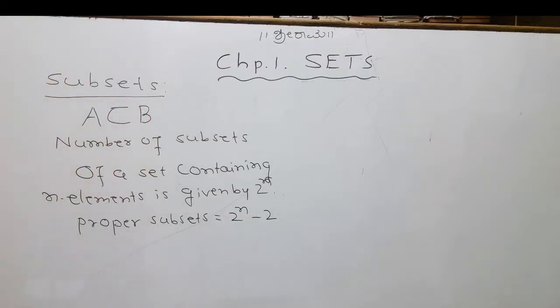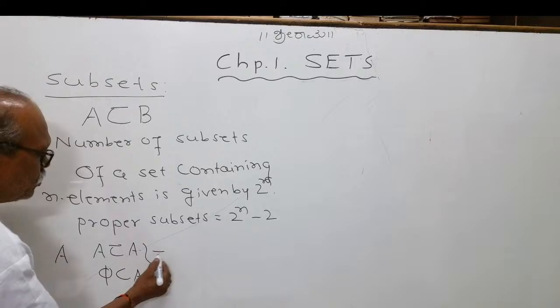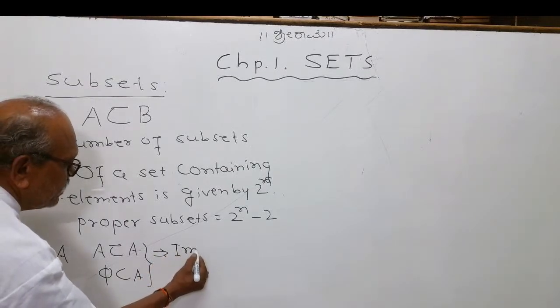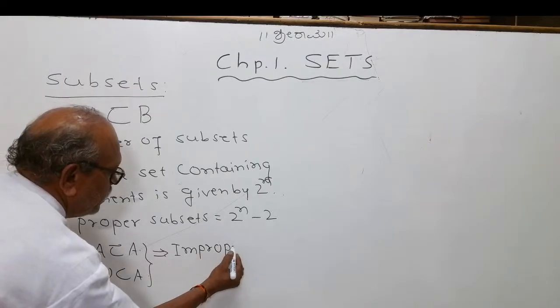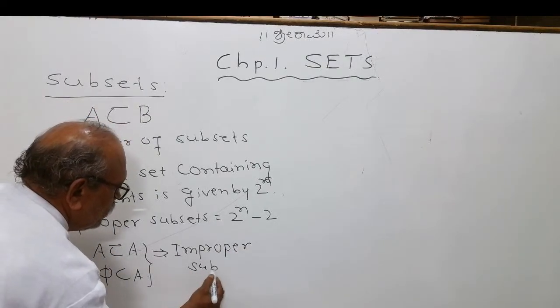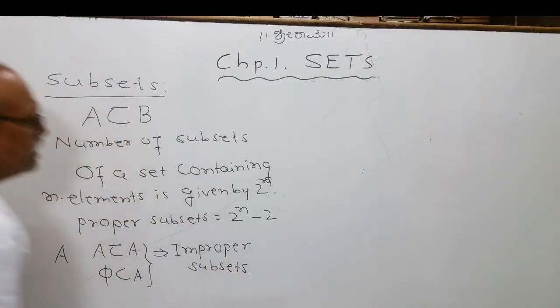What are improper subsets? If you take any set A, that set A is a subset of A itself, and a null set is a subset of every set. These two subsets, the set itself and the null set, are common subsets. Therefore these two are called improper subsets. With this we will move on to the next topic.